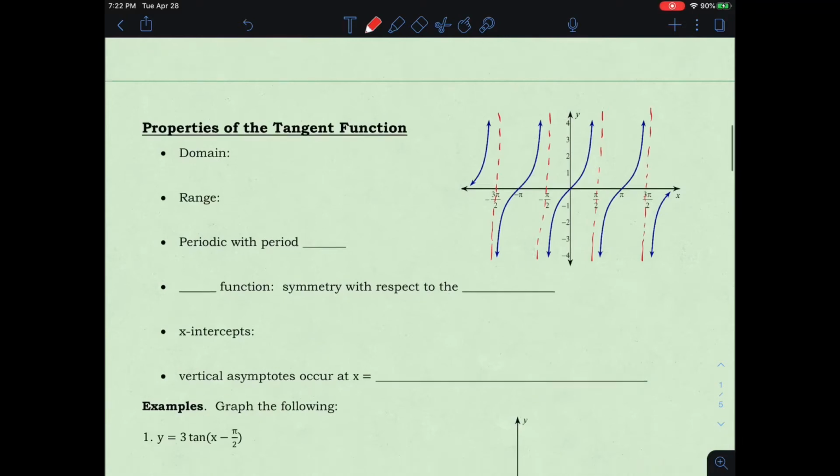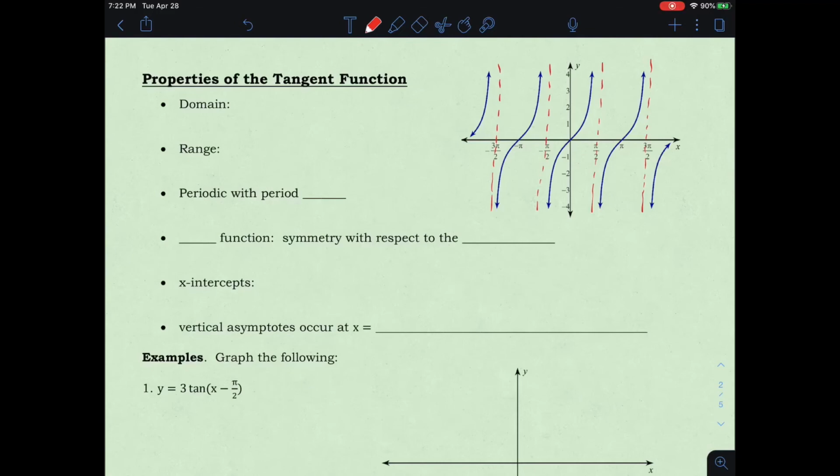And so we're going to look at some of the properties of this tangent function. The domain in this case is all real numbers except where the vertical asymptotes are. And if you remember, the vertical asymptotes occur at odd multiples of pi over 2. And so I can just say that the domain is all real numbers except odd multiples of pi over 2. And then the range, if you notice, will be all real numbers.